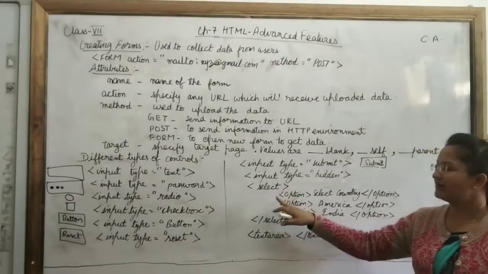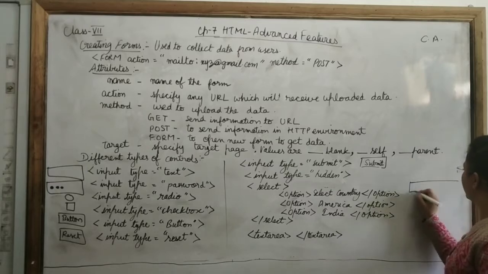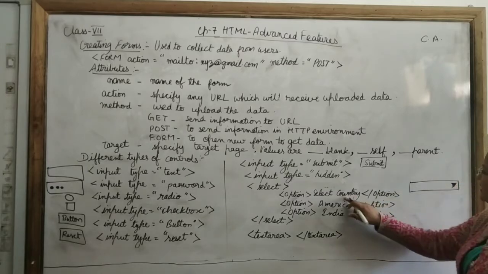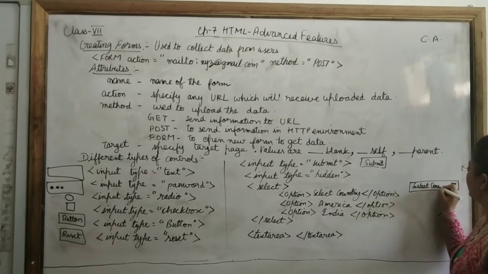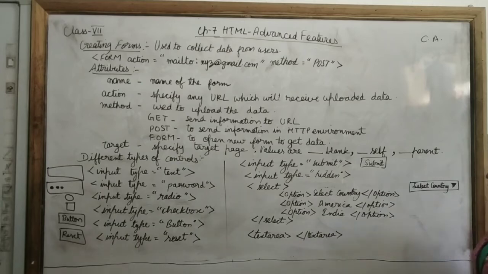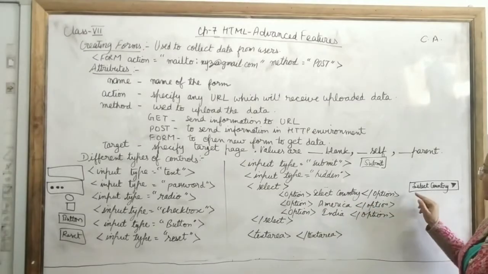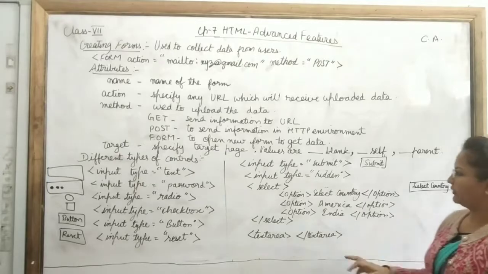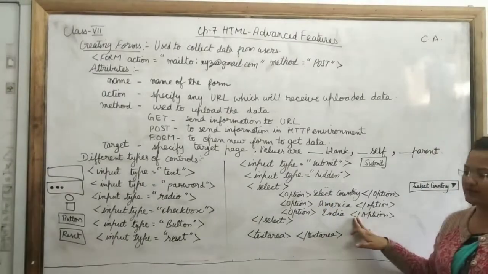Now select. Select, I have told you that we can make a drop down like this. If I have written here in the option select country, then select country means the first option will be written over here. And when we click on this drop down, then we will be able to see two more options, America and India, and then we can choose any country. So this way we can prepare a list of countries in it using options.